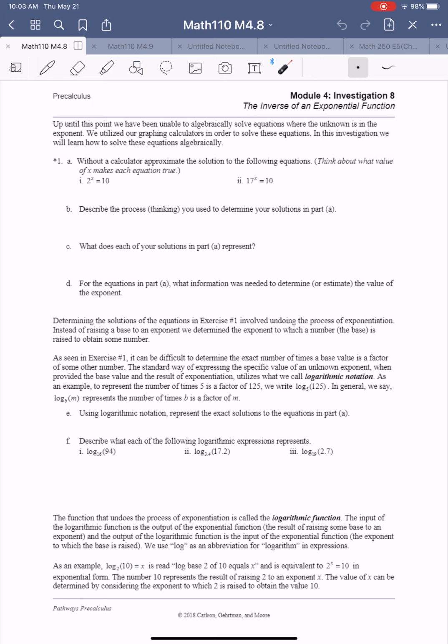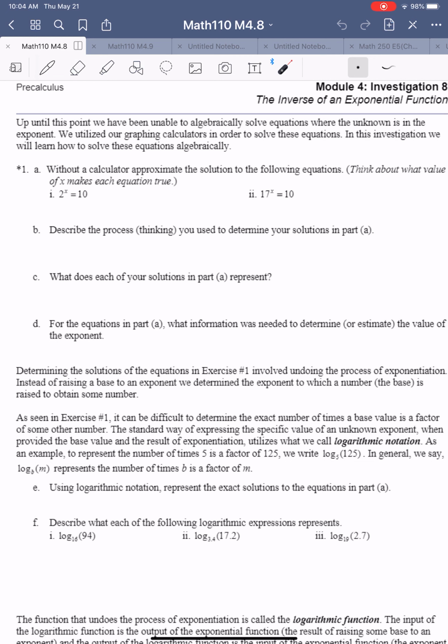So in number one, we're actually going to figure out the exponents without using the inverse. Number one, without the calculator, isolate the following equation. Think about what value of x makes each equation true. So in number one, 2 to the x power is equal to 10.